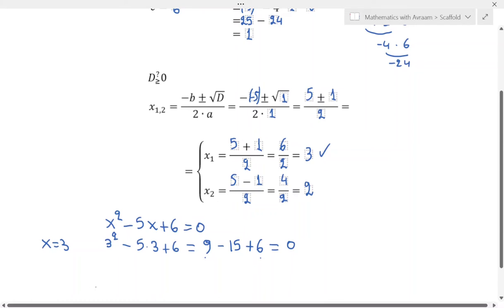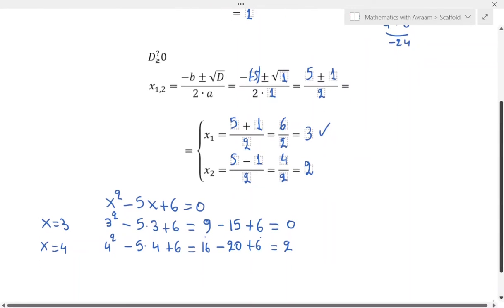But if we take another number, like 4, then we have 4 squared minus 5 times 4 plus 6. So now I have 4 plugged in here, in the places reserved for x. Let's do the calculations. 4 squared, that's 16. Minus 5 times 4, that's 20. And we also have plus 6. I don't think this is 0, because 16 plus 6, that's 22. Take away 20, that's 2. So x equals 4 is not a solution. I knew that, because with this procedure I know that only 3 and 2 are solutions.